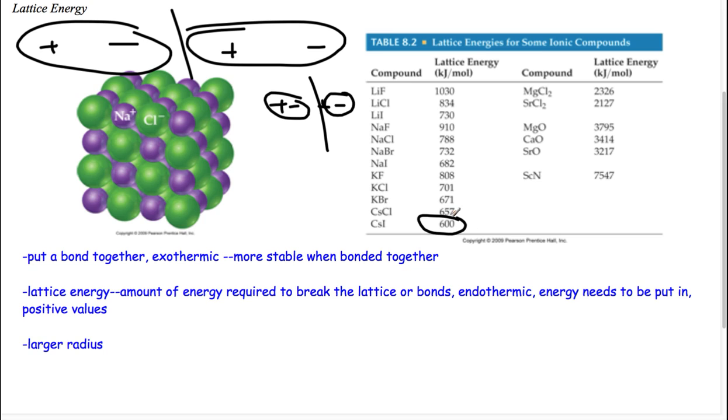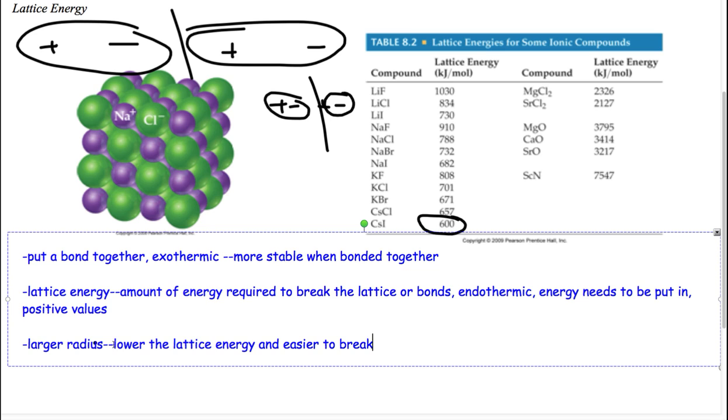So the one down here, which is Cs and I, cesium and iodine, well, if you look on your periodic table, cesium and iodine are fairly big elements. They lie in the 5th and 6th row. So the larger your radius, the lower your lattice energy and the easier to break. Be careful to not confuse lattice energy with ionization energy.